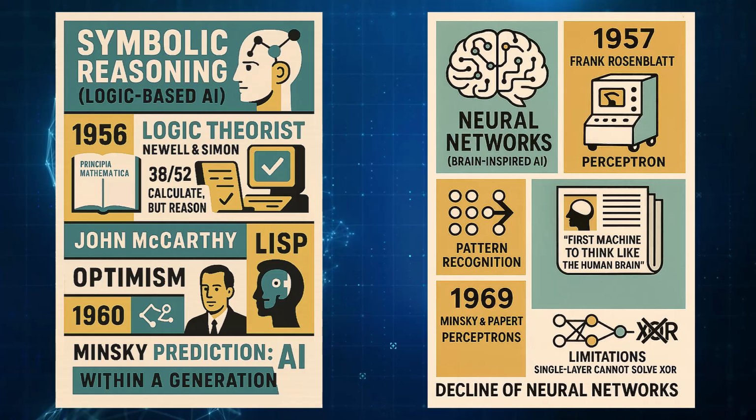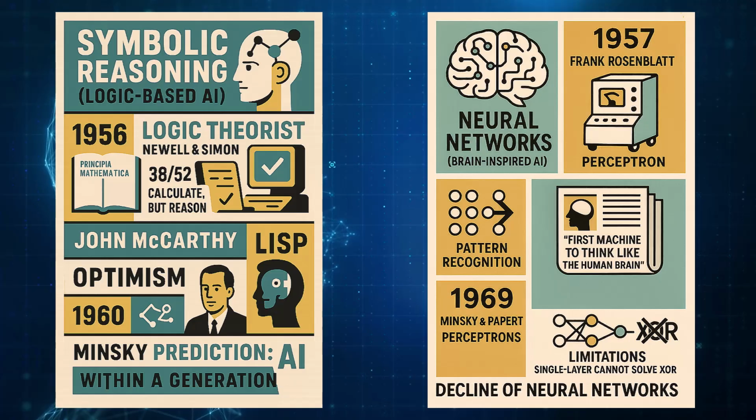In 1957, Frank Rosenblatt introduced the Perceptron, an electromechanical device that could learn to recognize patterns. It was hailed in the media as the first machine to think like the human brain. For a while, it seemed as though machines might truly learn.